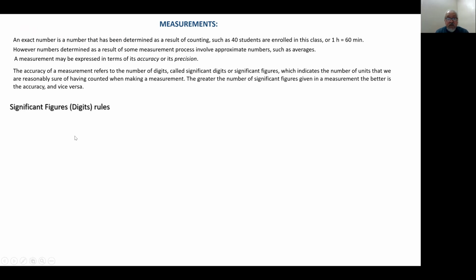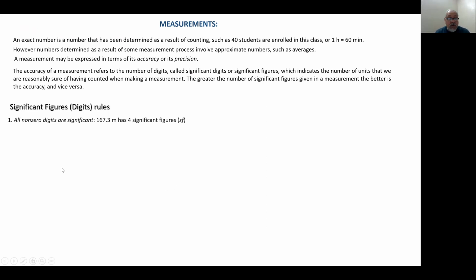Let's go for significant figures or digits. We have some rules. When we're dealing with significant figures, the main point are the zeros. The zeros are causing all these rules, because if we don't have zeros, everything is correct. But when zeros are present, we have to create rules to represent the measurement.